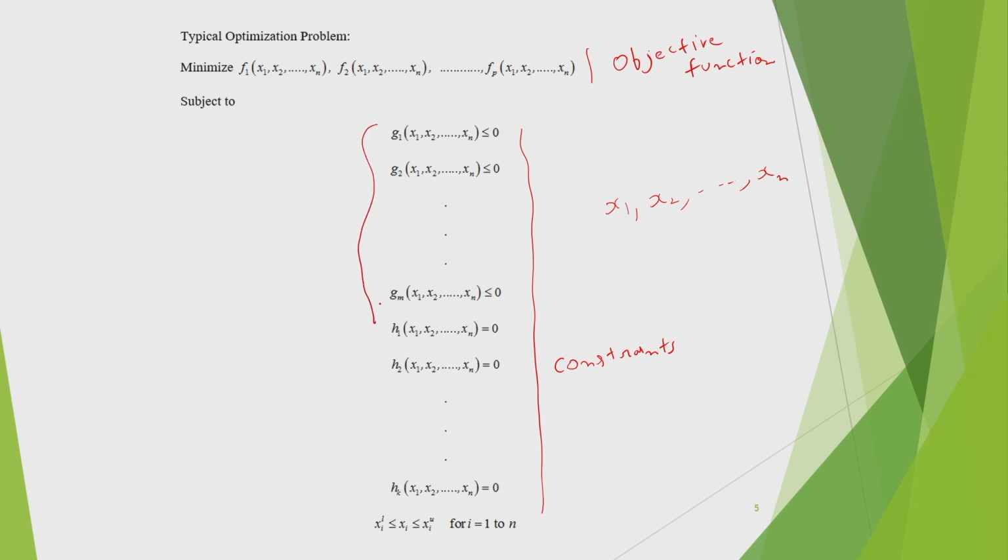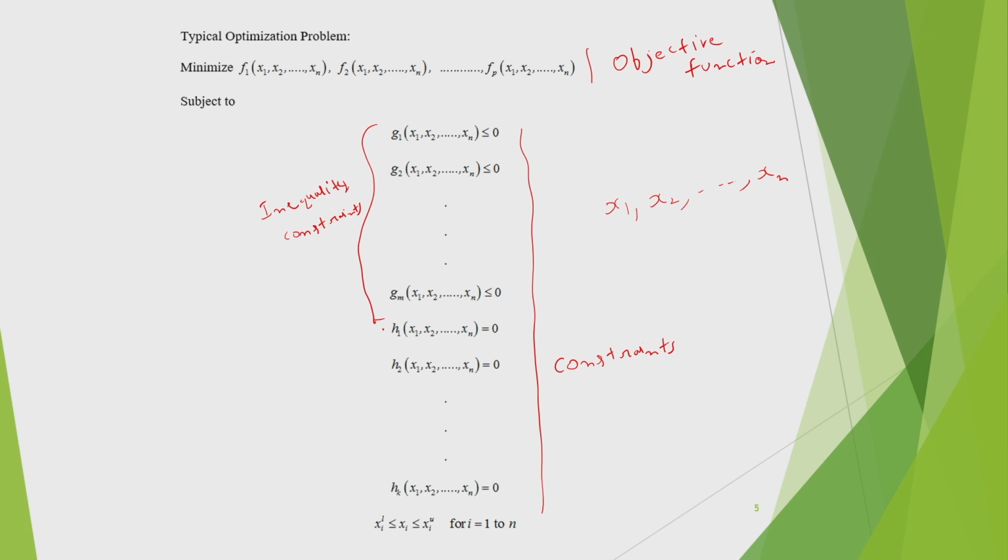This much is basically up to jm. That means there is some function, but it should be less than 0. This is called an inequality constraint. That means it is not equality, but inequality constraints. Let us say we have m inequality constraints: g1 is another function, g2 is another function, gm is another function. They should be less than or equal to 0.